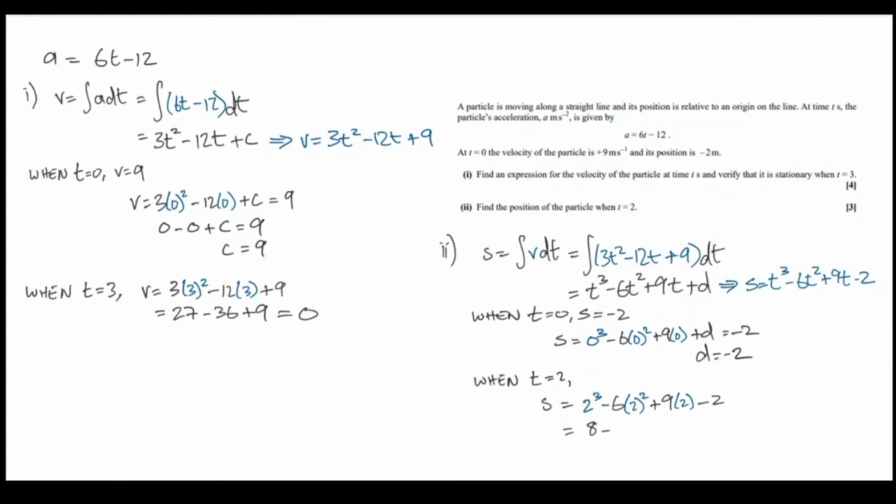The displacement from the origin when this particle has been travelling for 2 seconds is 0. It's sitting on the origin. Be careful, this doesn't mean that that's where it started. It's just where it is after it's travelled 2 seconds. It started 2 meters away from the origin. 2 seconds later, it's exactly on the origin.